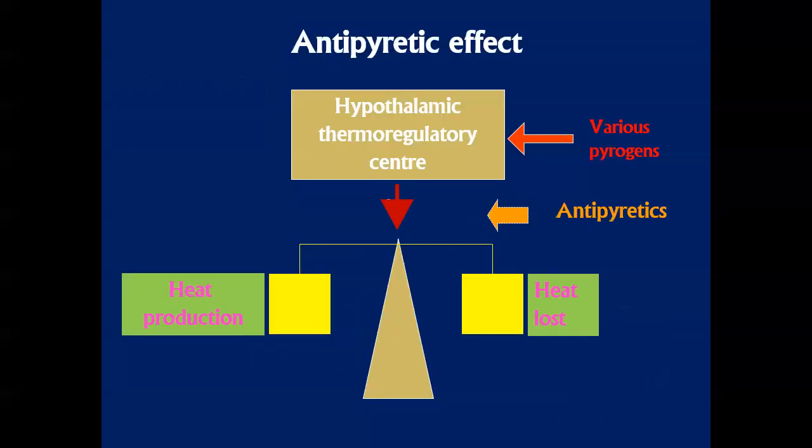Antipyretic drugs act on the hypothalamus to restore the balance, to decrease that thermostat to the normal level of 37 degrees Celsius, so that heat production mechanisms are reduced and heat losing mechanisms are stimulated. We'll discuss this in detail later on, just a brief concept. Everything that has something to do with fever reduction acts on the hypothalamus.